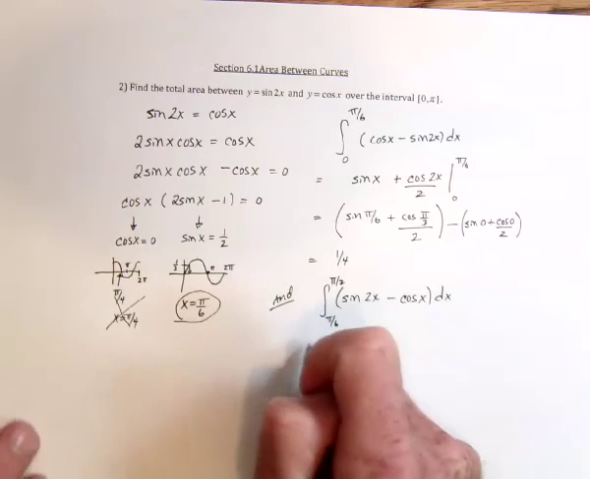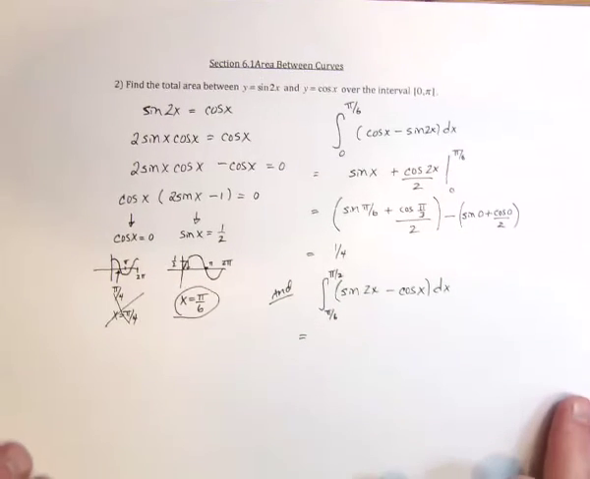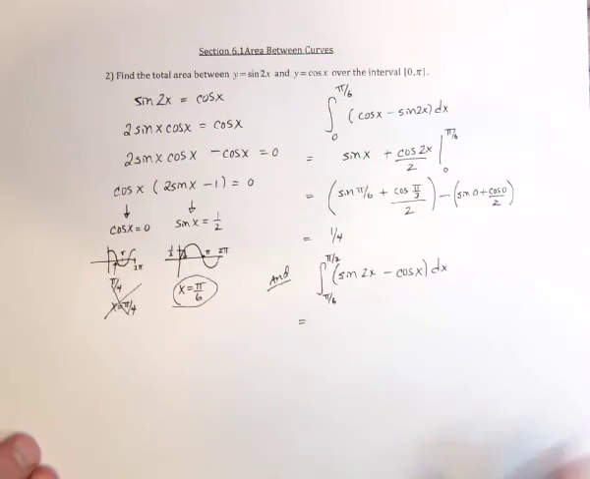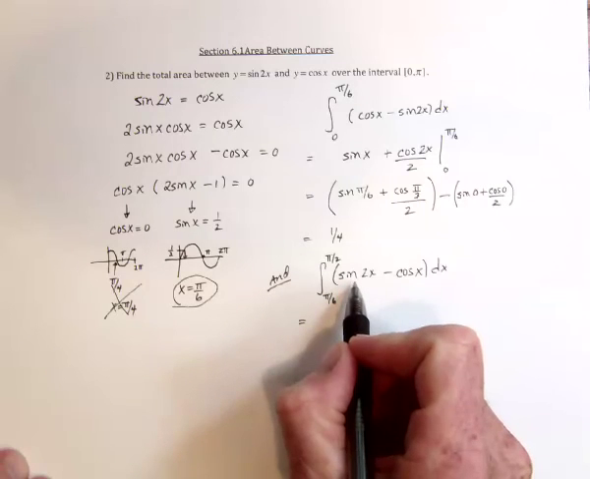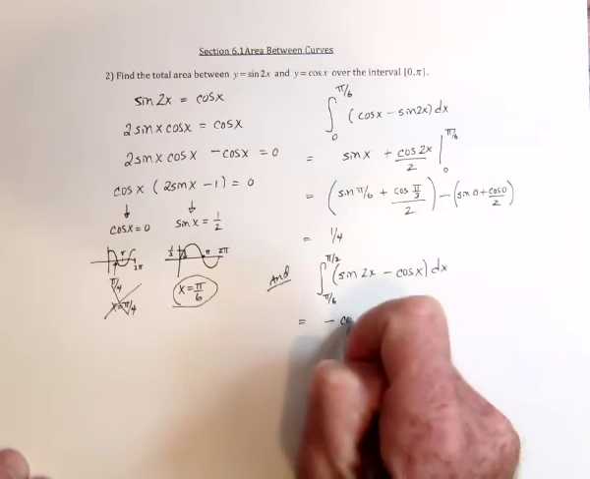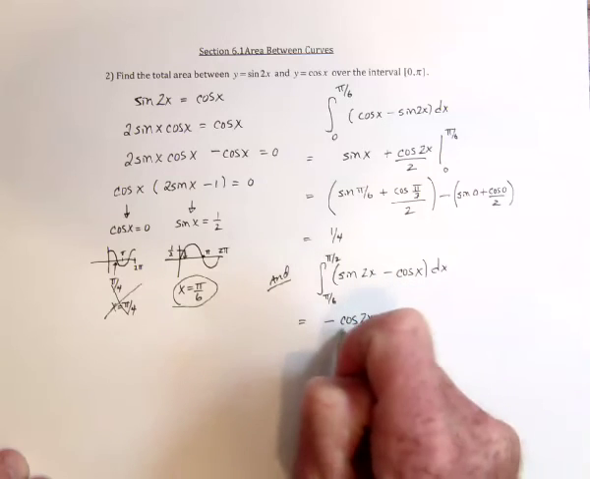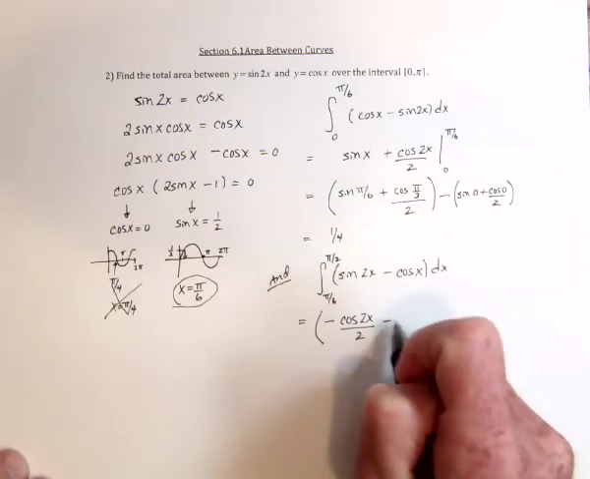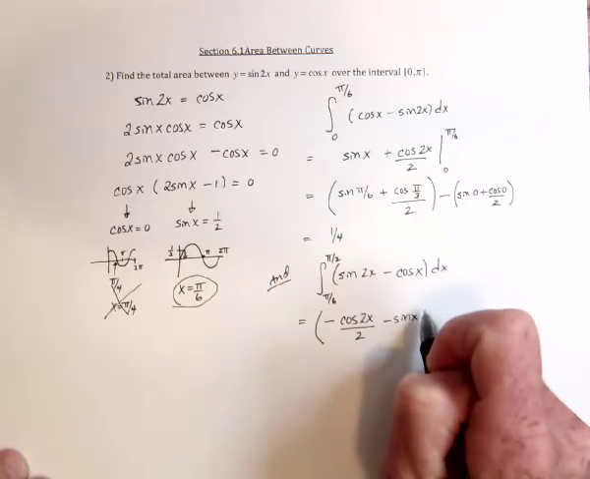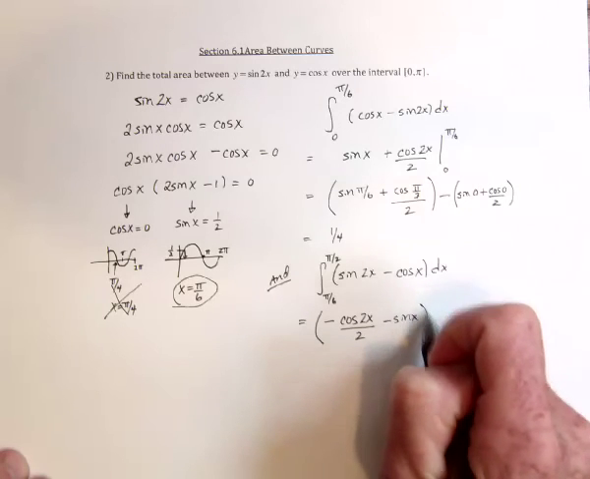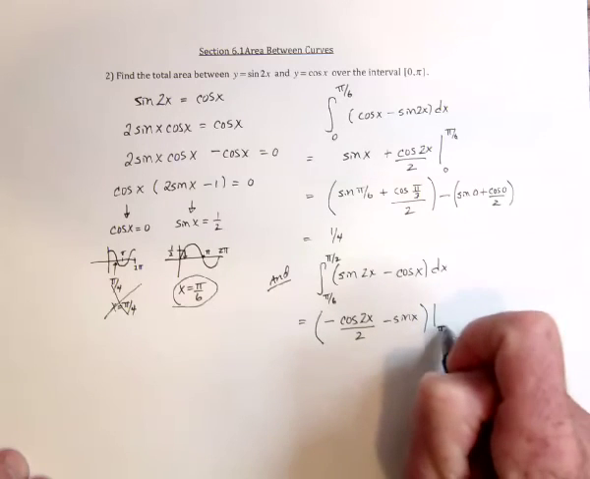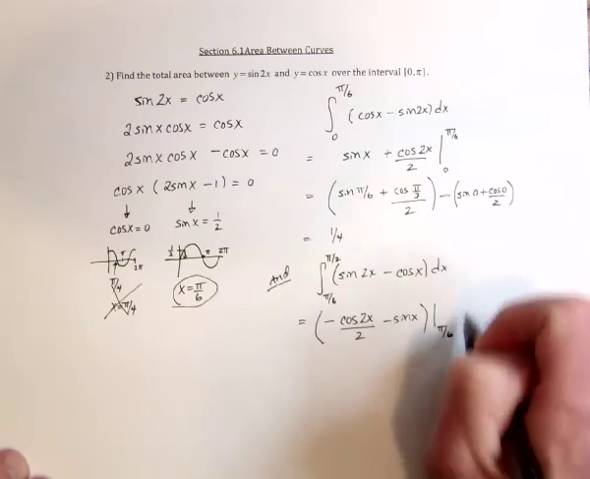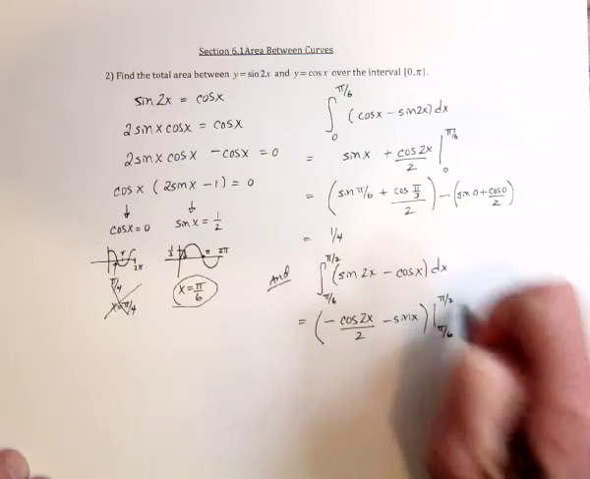And then the antiderivatives are going to be for this, let's see, it's going to be negative cosine of 2x, and then that's got to be divided by 2. And then this one's going to be negative sine of x. And then evaluate that from pi over 6 to pi over 2.